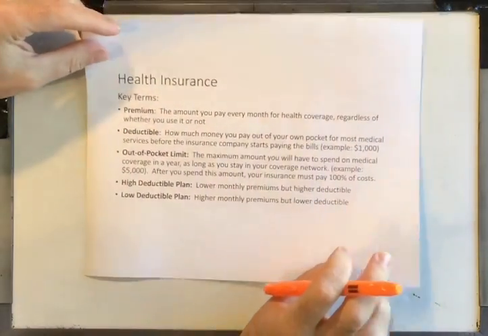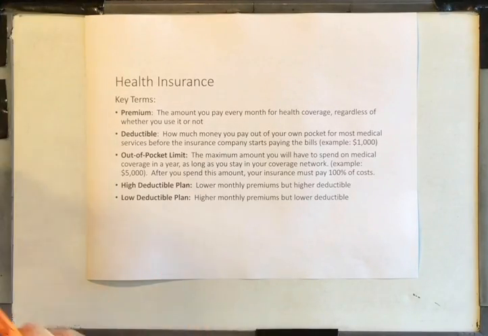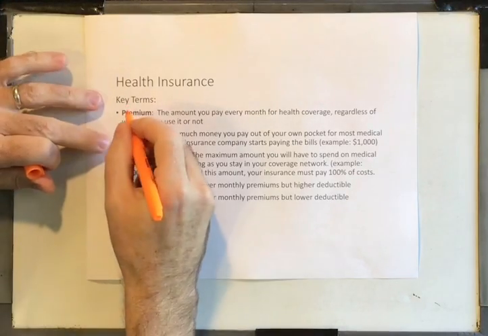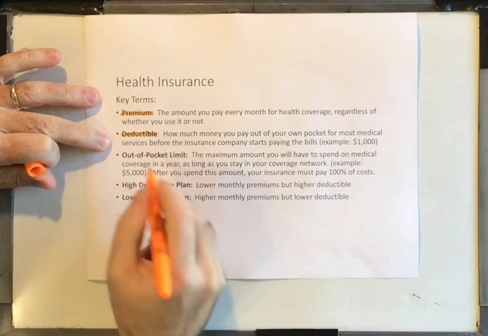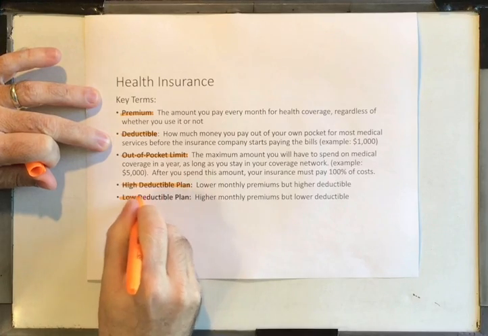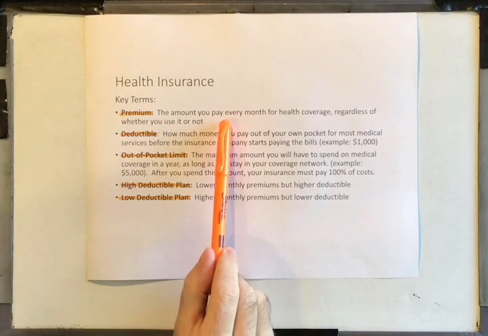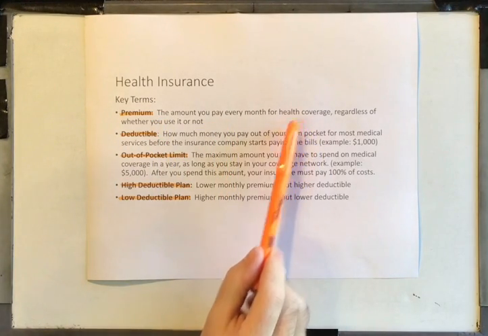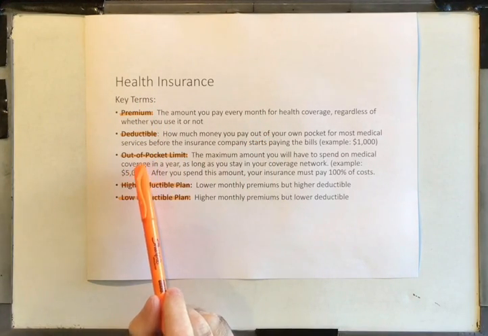The first slide, and yours looks different because it's 2 per page, is the key terms of health insurance. So you're definitely going to want to know, from a vocabulary standpoint, what each of these key terms are. Be able to answer the question, what it is. So the premium is the amount you pay every month for the health coverage. All right, so we're talking about health insurance here.